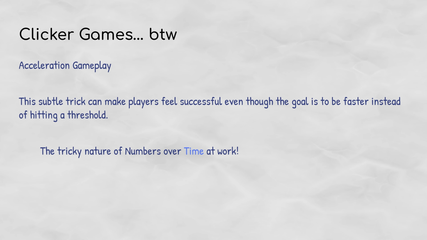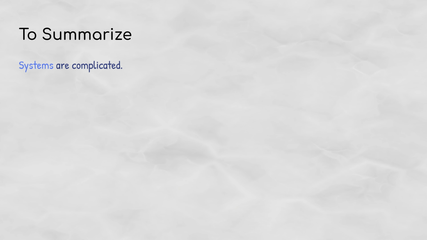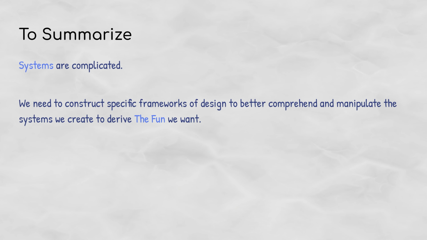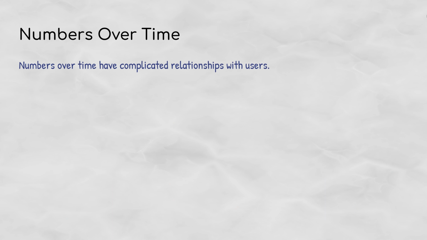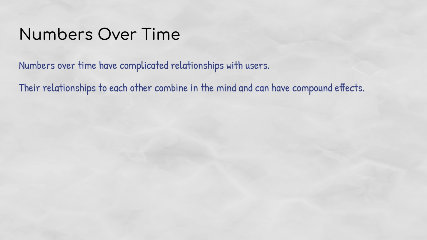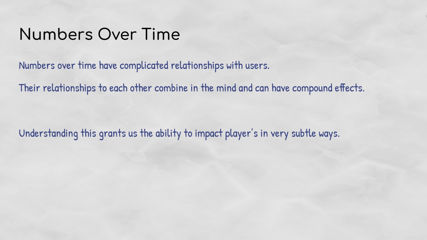This has been a lot. So to summarize, systems are complicated, and we need to construct specific frameworks of design to better comprehend and manipulate the systems that we create to derive the fun that we want. And doing so can reveal the dynamics at play and allow us to more confidently implement features. Numbers over time have complicated relationships with users, and their relationships to each other combine in the mind to have compound effects. Understanding this grants us the ability to impact players in very subtle ways.